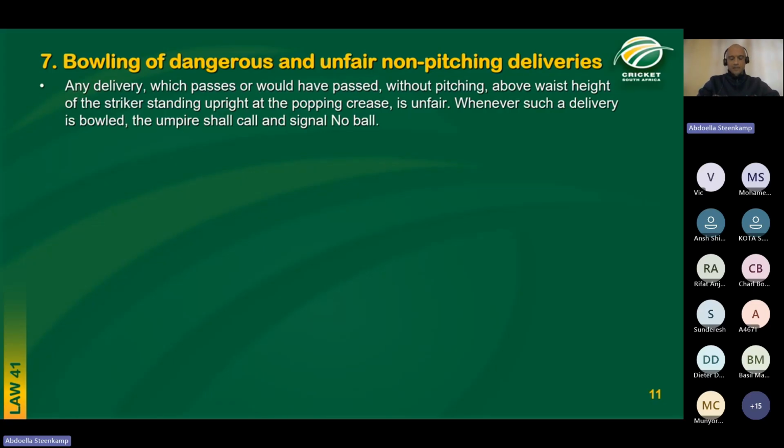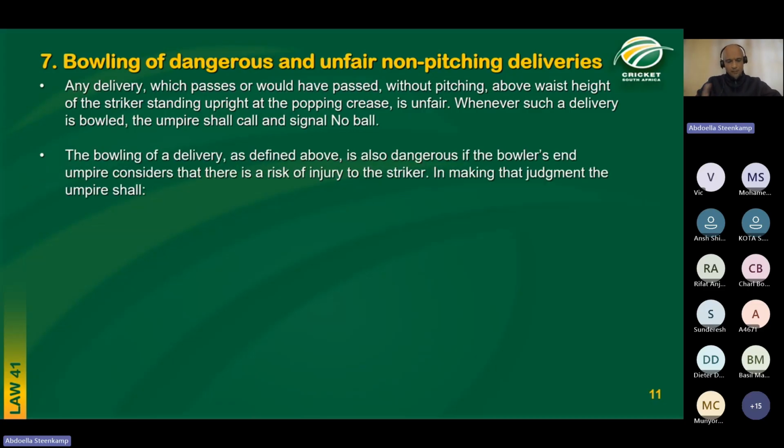All you need to say is, batter, I need to judge it with you standing upright at the popping crease, not two to three meters down the pitch. That is where I need to judge it. My judgment call was whether the ball would have been above waist height at the popping crease, or not. But the point I'm trying to make is, that's your judgment call. That is where you need to look: striker standing upright at the popping crease. So now we know we need to call and signal no ball.